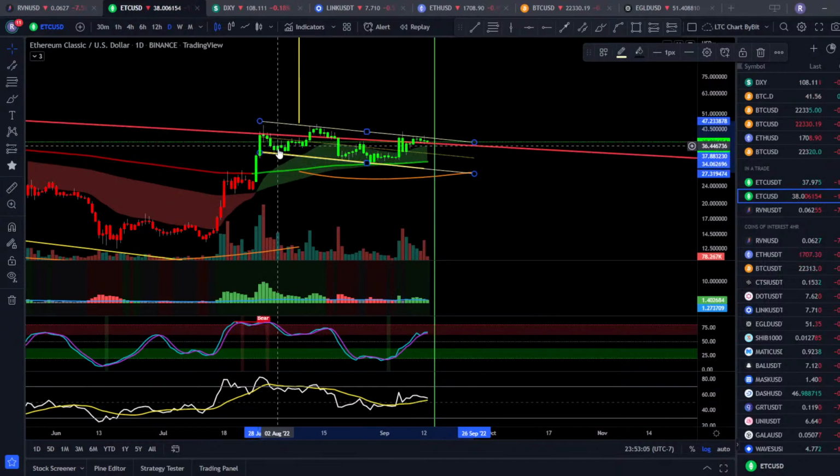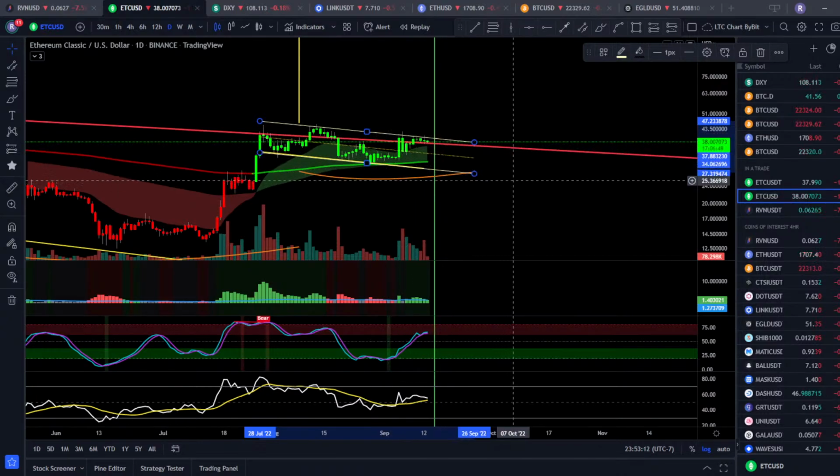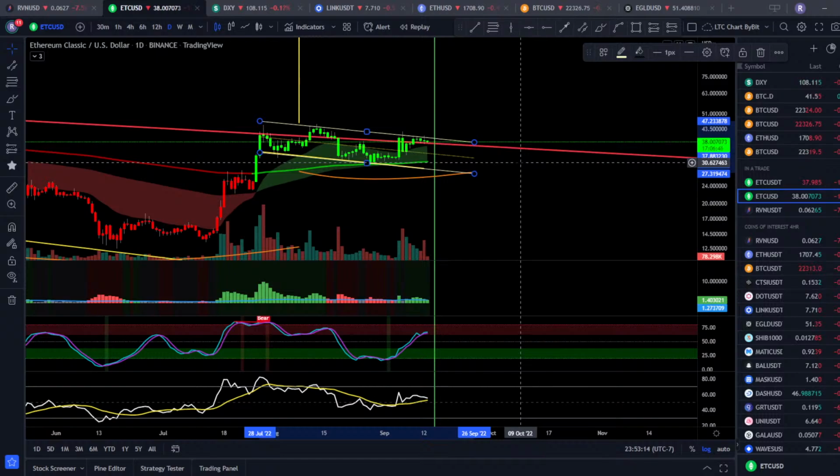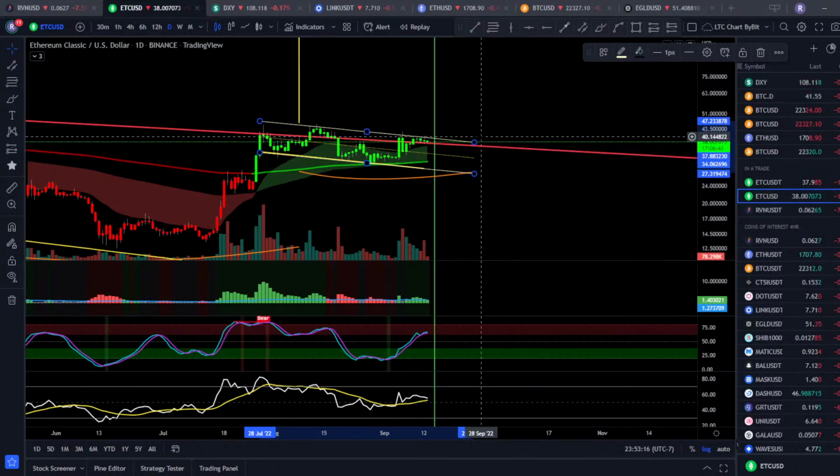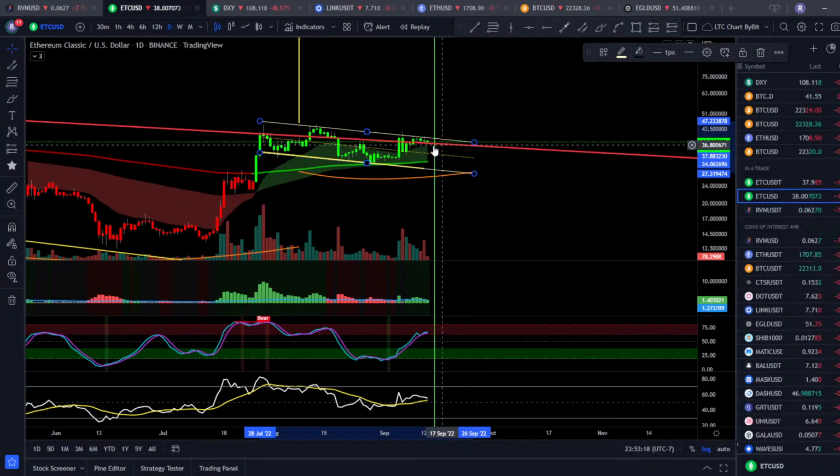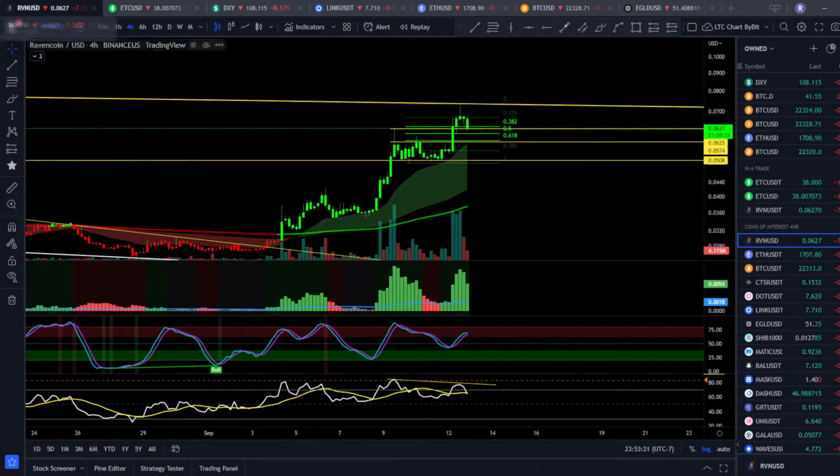So we came up, hit it, down. You could have just been moving in and out of this channel with some scalp trades, if you have time for that. I don't have time for scalp trading. ETC for long term for a year, I'll get to that in a second. Let me just look at Ravencoin.